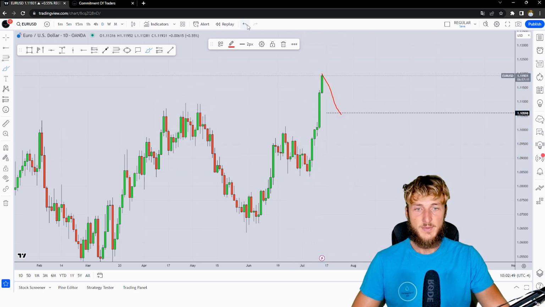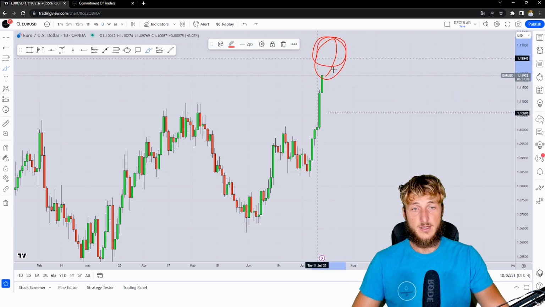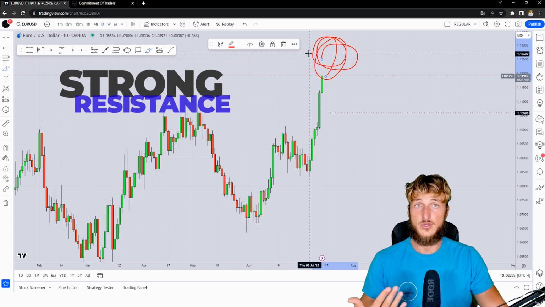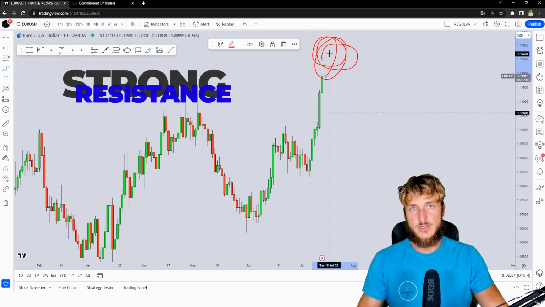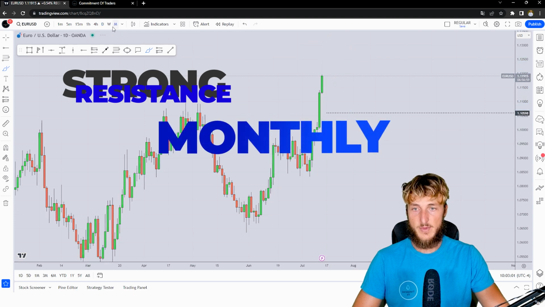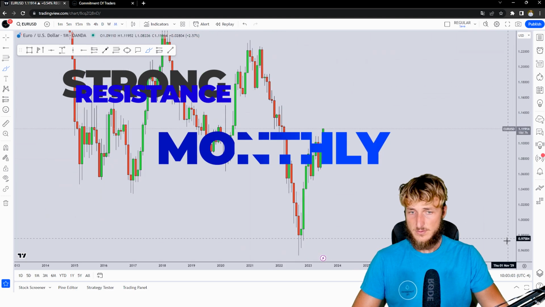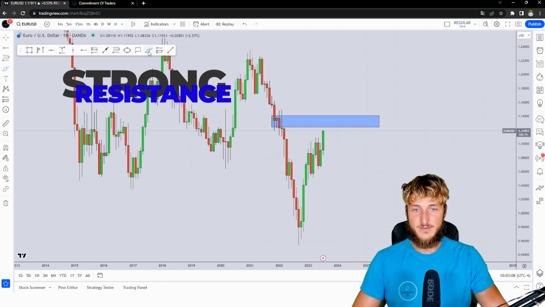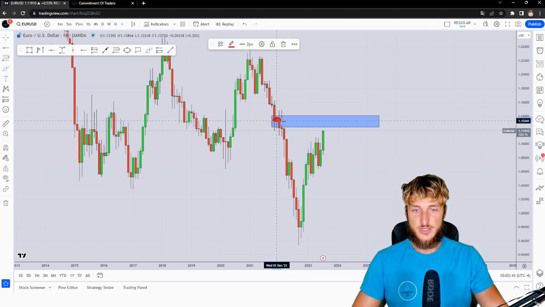Now, keep in mind that all this resistance area here is resistance because on the weekly there is that quite important structured zone. That means that there is good probability to see a potential correction to this area. And keep in mind that the resistance I'm speaking about is also this one here, the one that we have identified at the beginning of the video. So this green candle here.